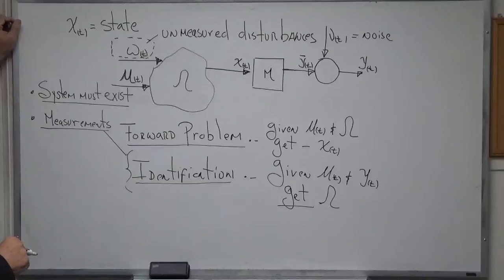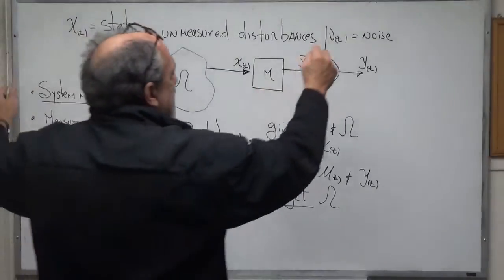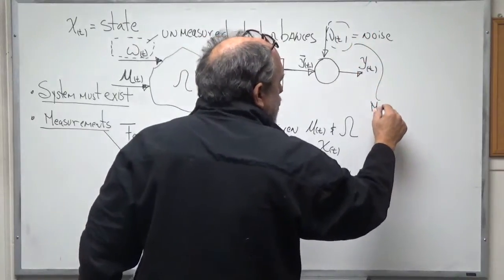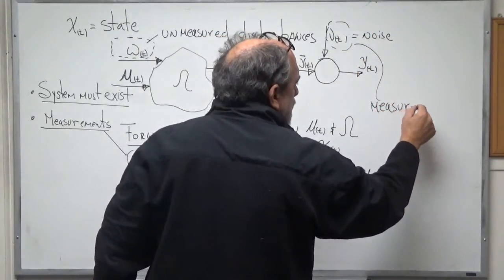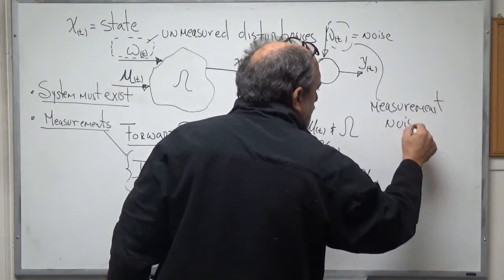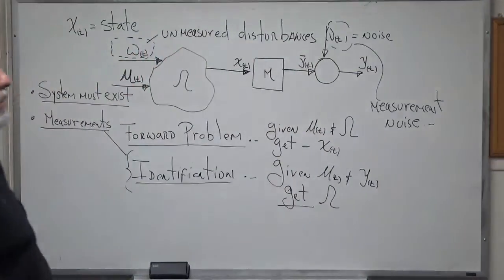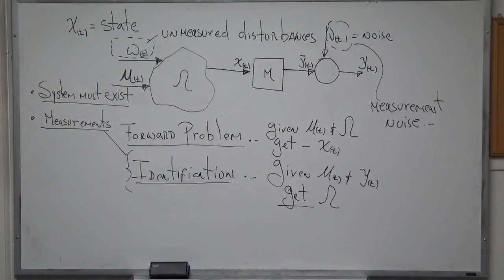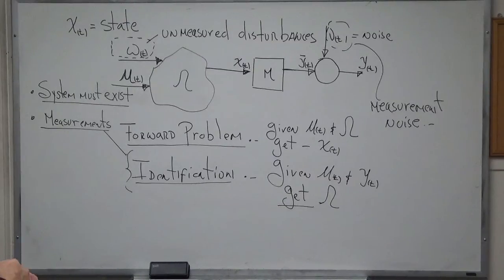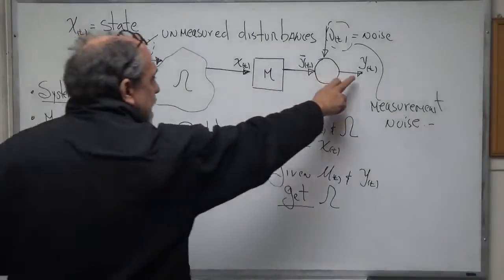WT are unmeasured disturbances, and VT is measurement noise. Both of these things will be with us all the time when we're doing system identification. XT is the state. We have unmeasured disturbances, we have measured inputs, and we have the output.